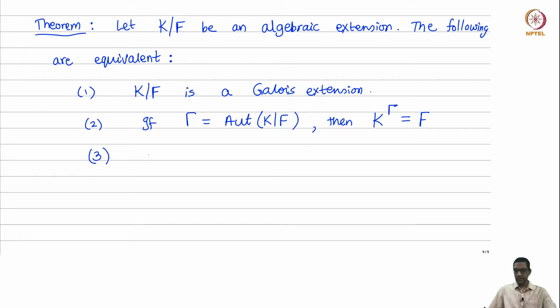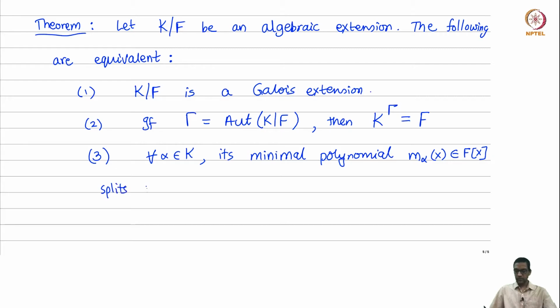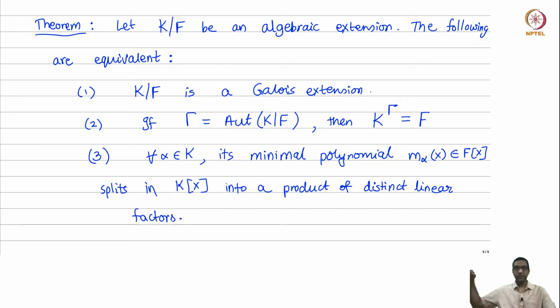And property 3 says, for each alpha in K, its minimal polynomial m alpha of x, its minimal irreducible polynomial over the base field F, splits into a product of linear factors. More than that, the linear factors are distinct. So it splits completely, but it doesn't have repeated roots in K. And this is really the characterization that we now want to prove.